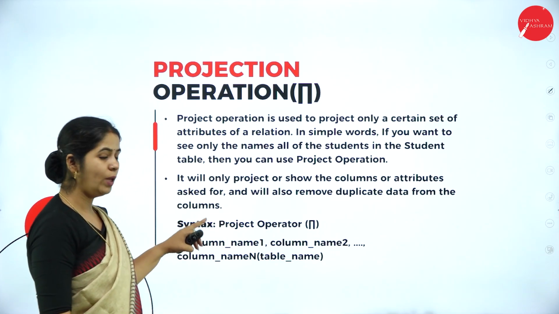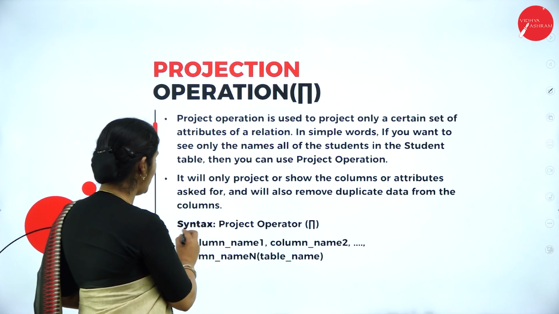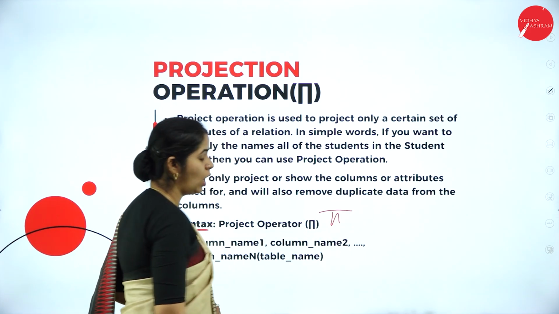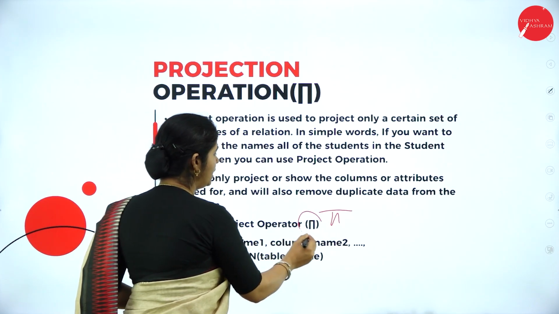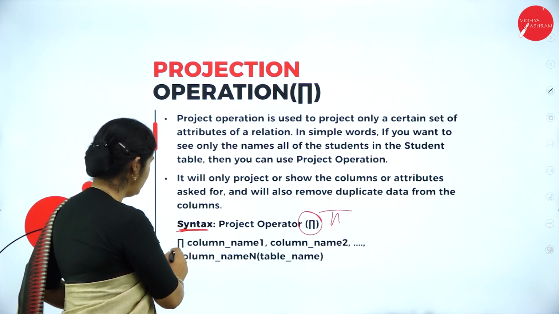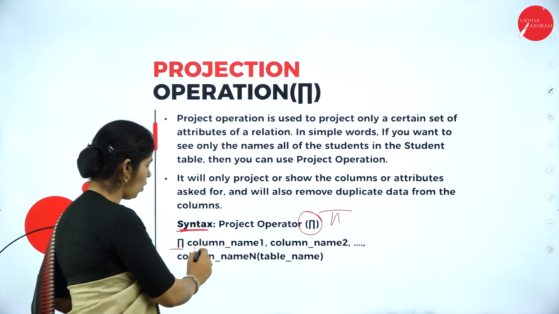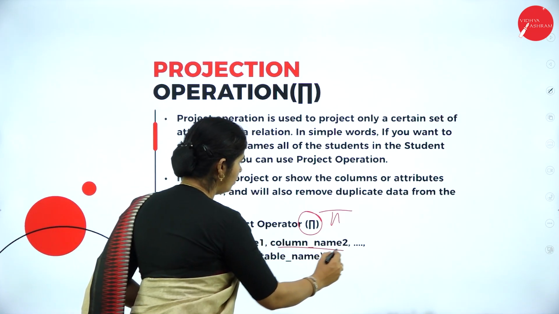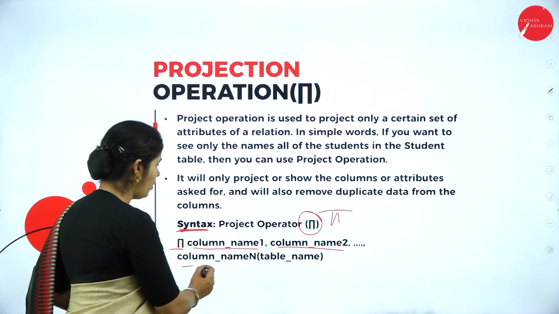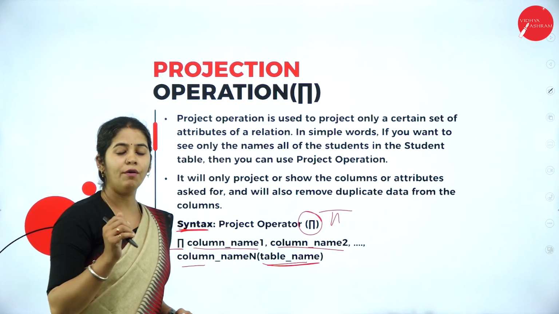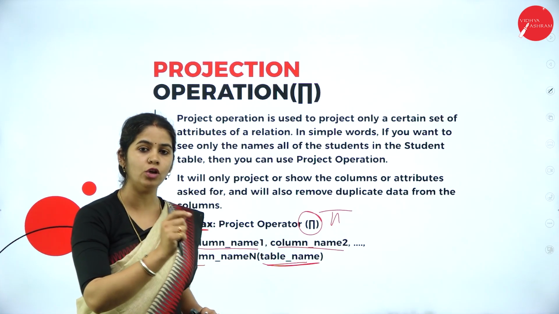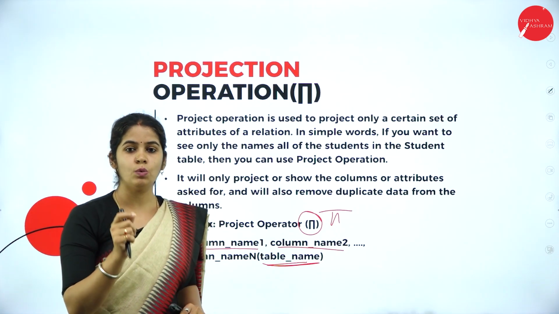So for example, how can we write the project operation? The syntax for the project operation: the symbol is called pi. This pi symbol is used to represent the project operation. Which columns are we supposed to project? Column names, column 1 or column 2 and so on. However many columns you want, you can select. From where? From the table name. Every time you should specify from where you are selecting, or from which table you are projecting. Table name is very important.